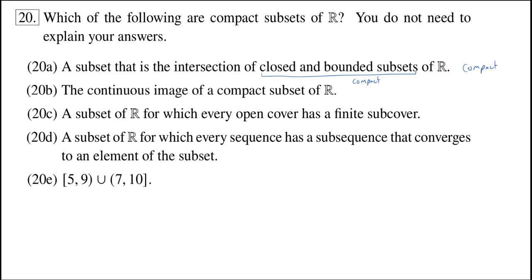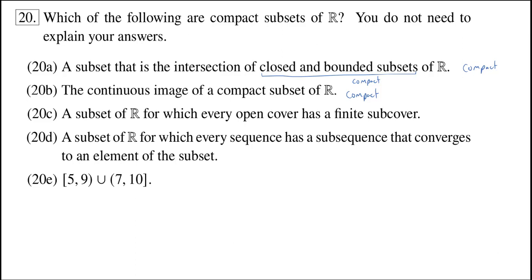Second one, the continuous image of a compact subset of the real numbers. You may recall we worked examples where we took the continuous image of an open set and got something not open. We took the continuous image of a closed set and got something not closed. However, the compact description, yep, that is preserved by continuous images. And so in fact, the continuous image of a compact subset is compact.